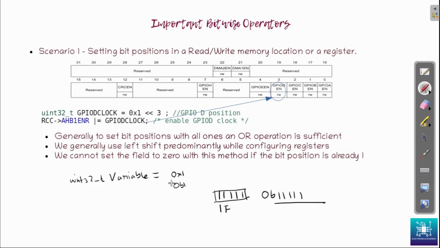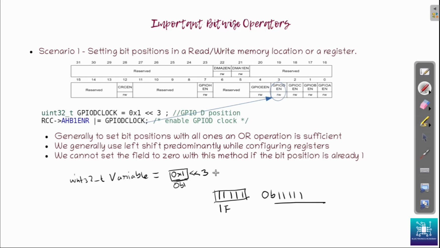But nevertheless, in here, let's say we have taken a 0x1. So 0x1 and 0b1 are the same thing. Hex one and binary one are the same, but this is in position 3. So what we generally do is we left shift by 3 positions, so 1 2 3. So this is how we do it.